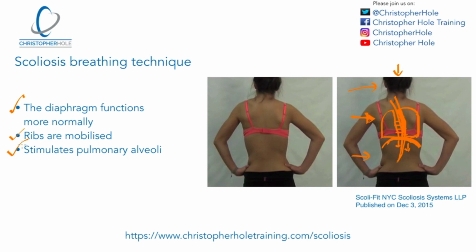The alveoli is where you breathe in through the nose or mouth, it goes down through the windpipe into the lungs where it splits into either lung. Now obviously on this side, which is more squashed, if you can open it out and mobilize the ribs some more, you'll start to draw more oxygen into this lung here.